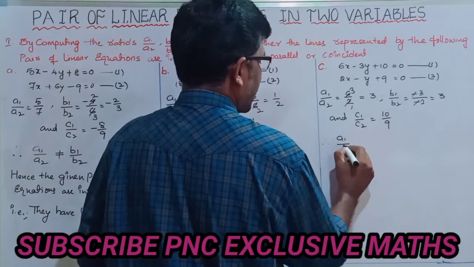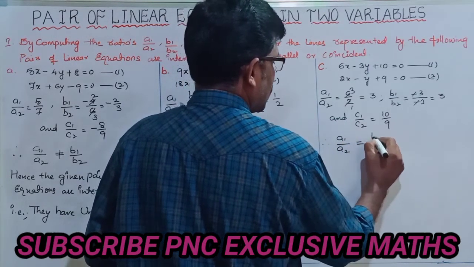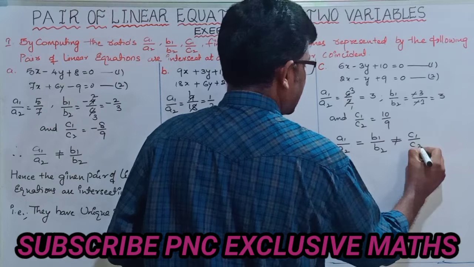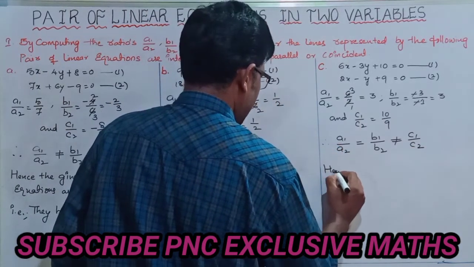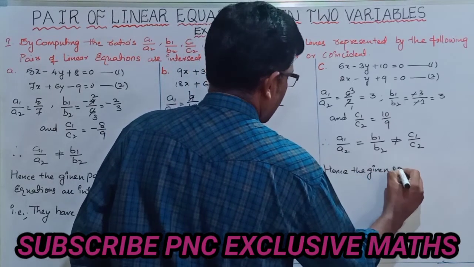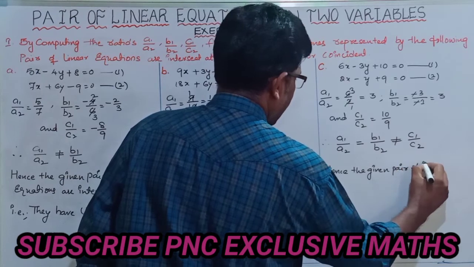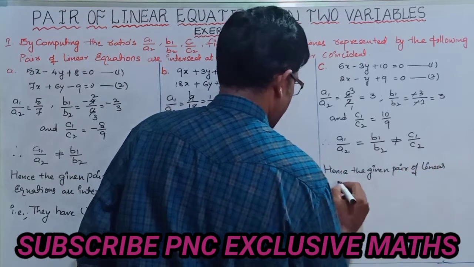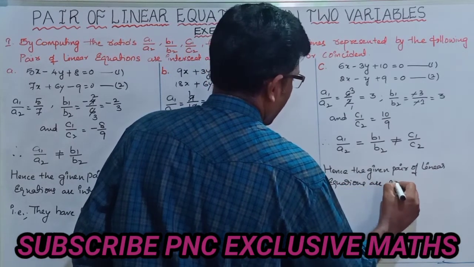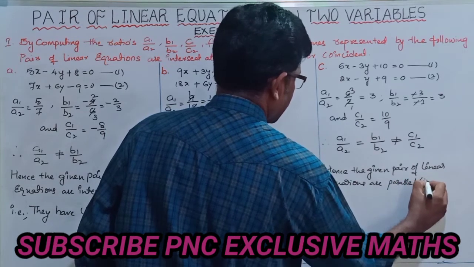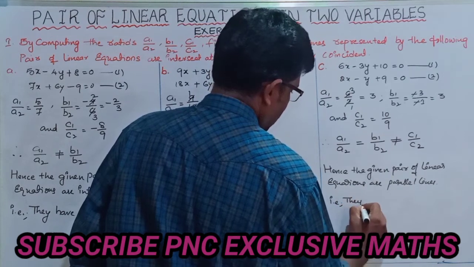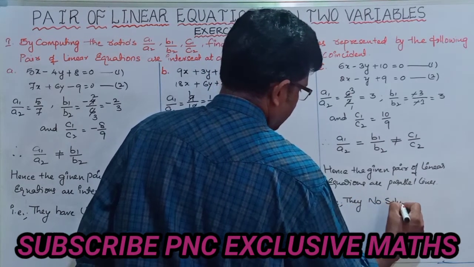Therefore, A1 by A2 is equals to B1 by B2 is not equal to C1 by C2. Hence, the given pair of linear equations are parallel lines. That is, they have no solution.